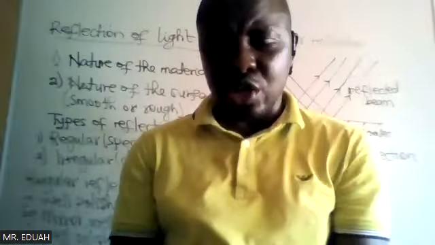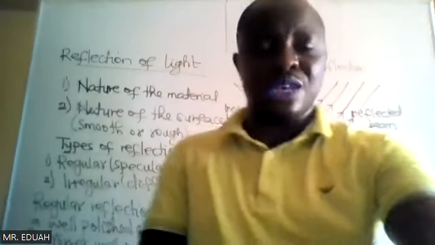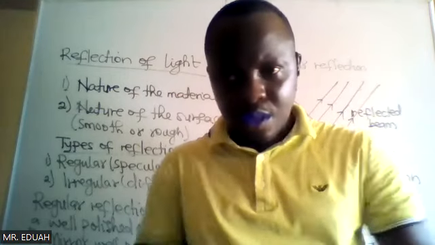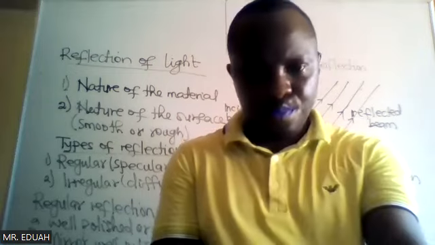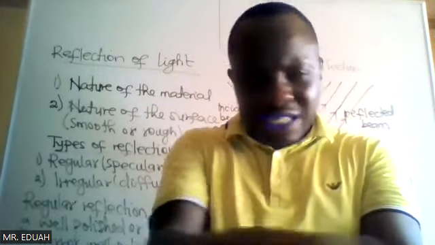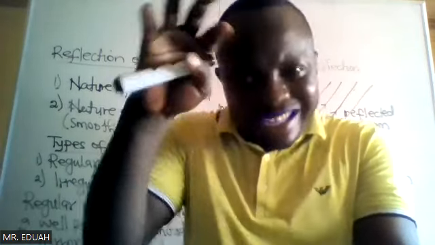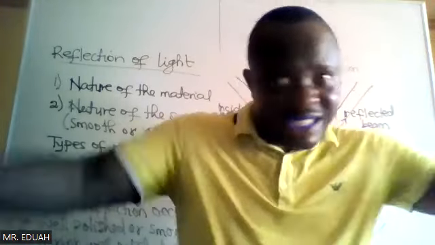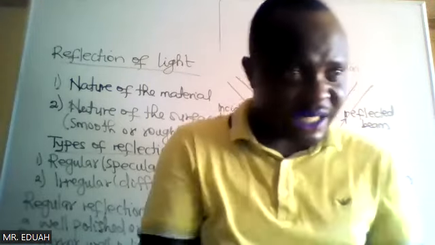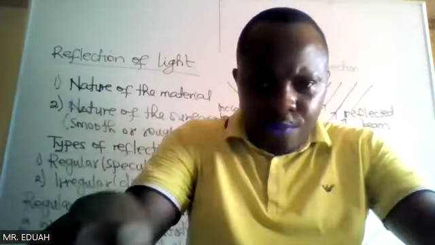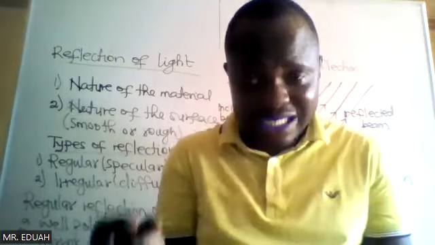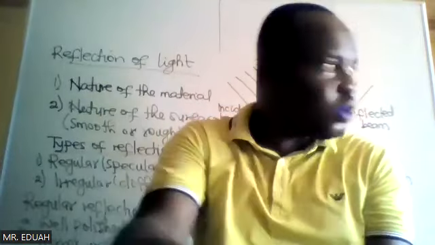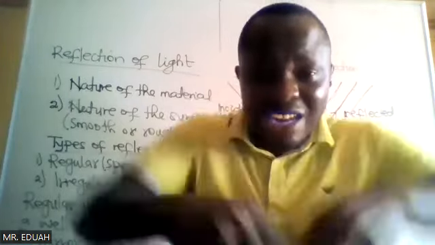We see images as a result of reflection of light. It's a good question. Let me explain something. Human beings, we see as a result of reflection. If you are standing here, before I can see you, the science is that light must be coming from objects around me. Light must be incident on you and then reflect into my eyes. So we see as a result of reflection. If there is no light incident on you and reflecting into my eyes, I cannot see you.